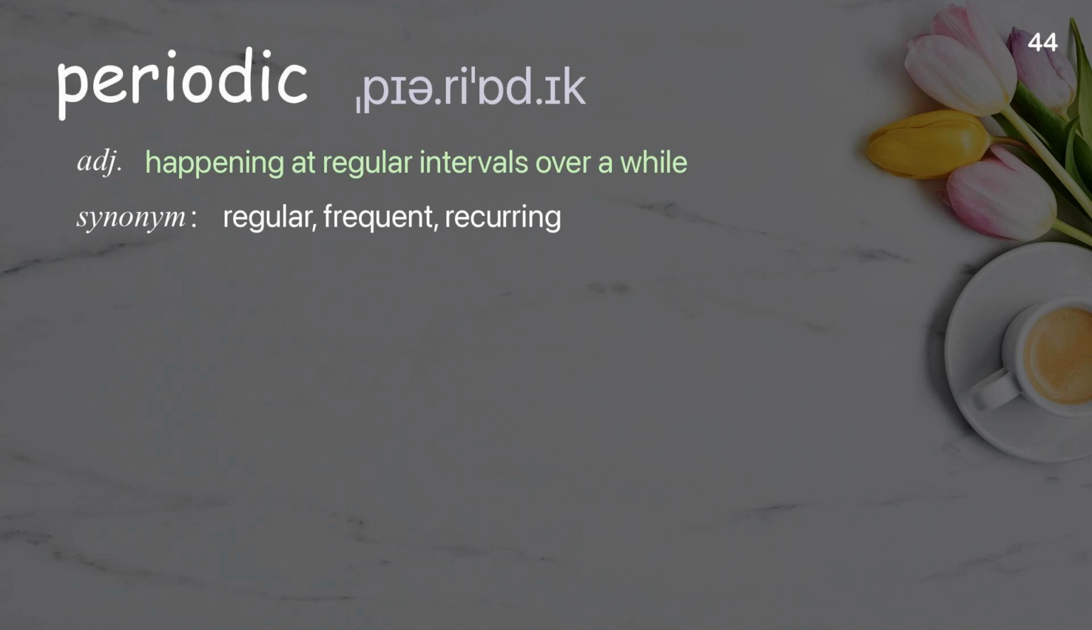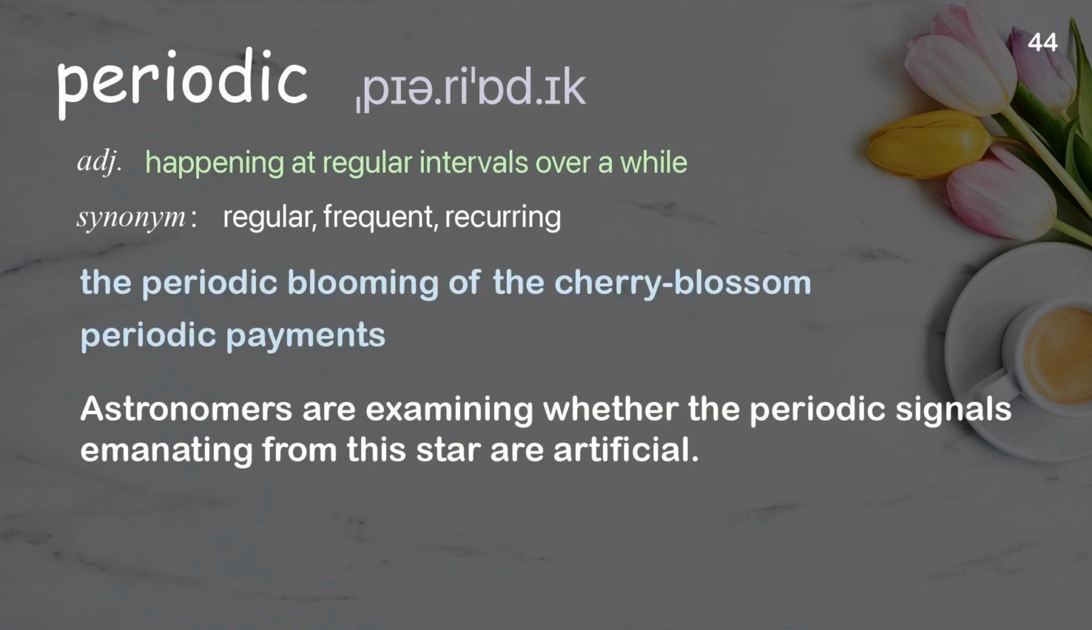Periodic. Happening at regular intervals over a while. Examples: the periodic blooming of the cherry blossom. Periodic payments. Astronomers are examining whether the periodic signals emanating from this star are artificial.